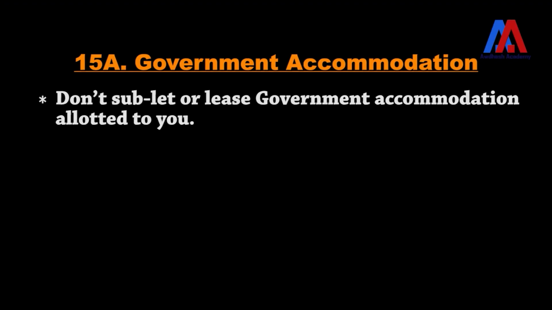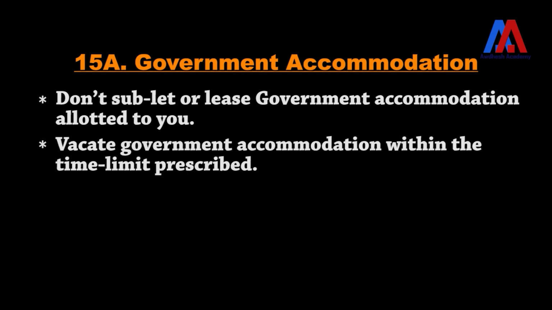The next, conduct rule 15A, deals with government accommodation. You must have seen that government officers often get big houses. Now they cannot lease that house to somebody. So you are not supposed to lease the government accommodation which is allotted to you. And you have to vacate the government accommodation within the time prescribed under the law. For example, a retired government officer should vacate their accommodation within 6 months. In the same way, for all conditions, a time limit is prescribed and you should vacate your government accommodation within that prescribed time.